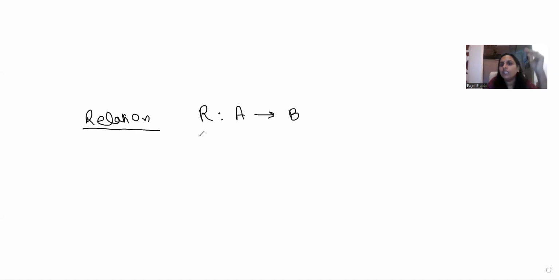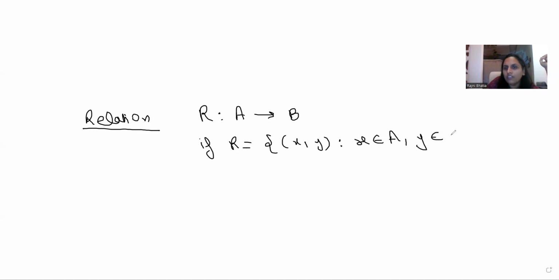In the last video, we studied relations. So what is a relation? A relation R, if it is defined from A to B, is said to be a relation from A to B if R is equal to (X, Y), where all the X belong to A and all the Y belong to B.